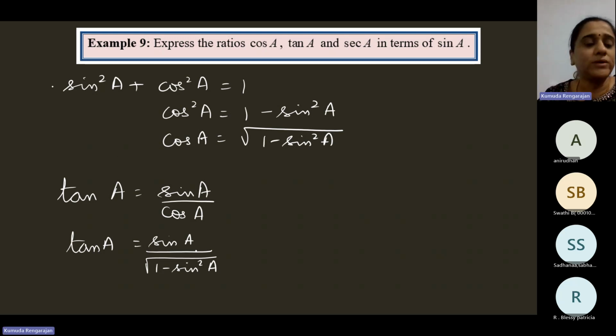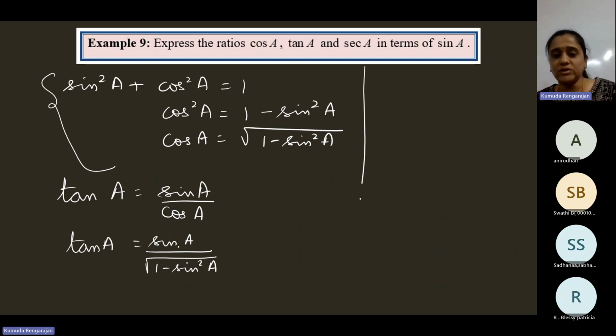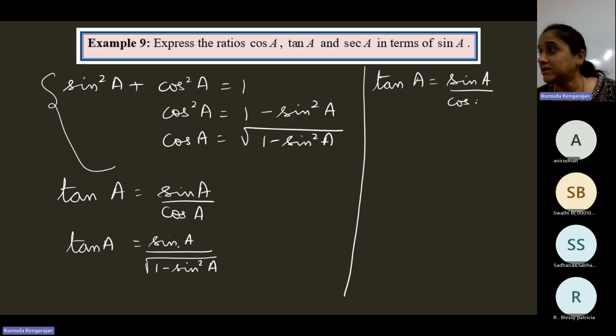Now you will ask, okay, because we already have this result, you're substituting. What if it was not there? If it was not there, you should work that out. So supposing you're working this separately, tan A is equal to sine A by cos A. You're working this independently. Then next step, you must write sine A by what is cos A?